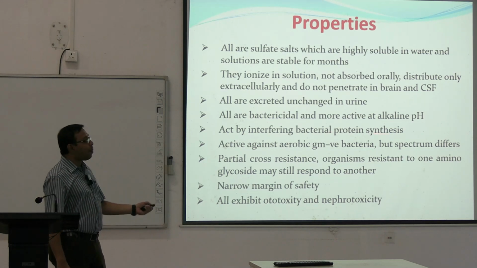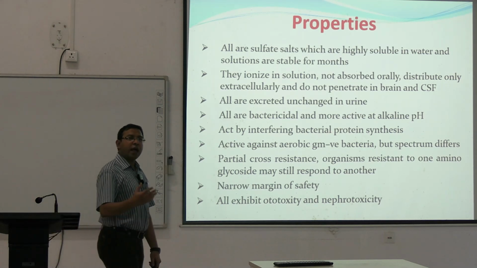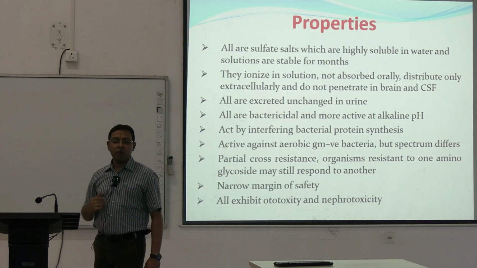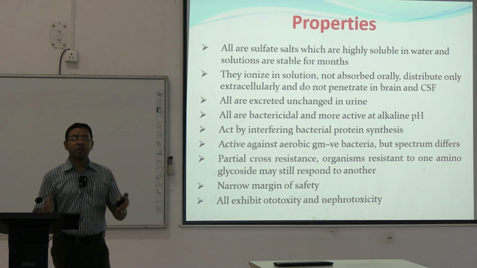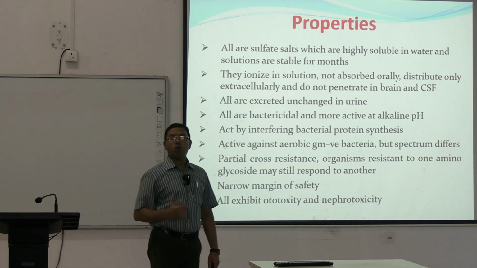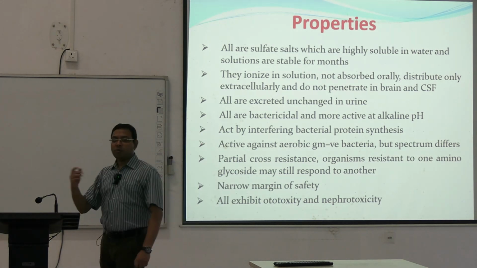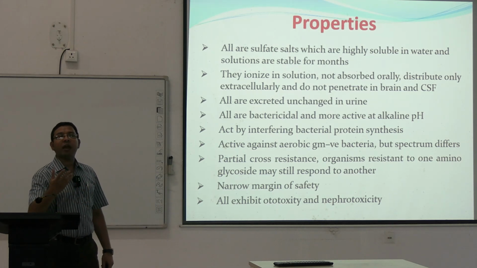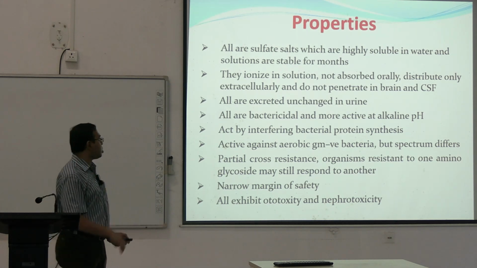They act by interfering with bacterial protein synthesis. Like the other antibiotics that act on bacterial protein synthesis, which we have already discussed, like the broad spectrum antibiotic tetracycline, and some other antibiotics like chloramphenicol and macrolides, this also acts by inhibiting or interfering with bacterial protein synthesis.